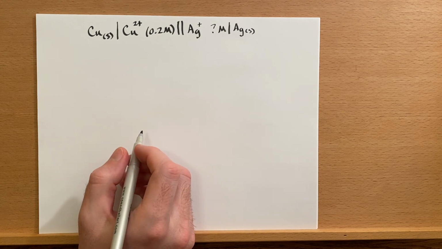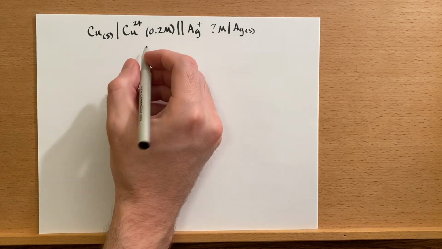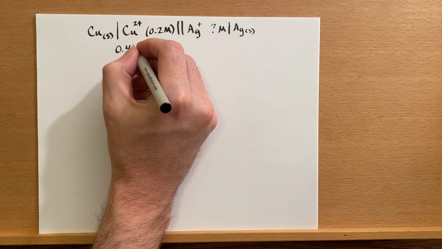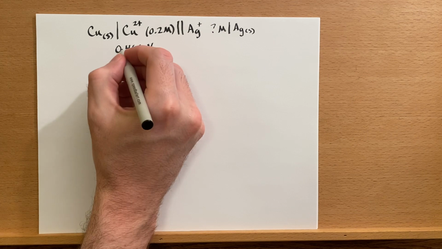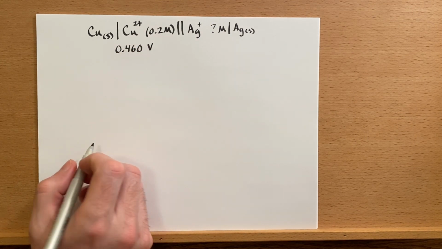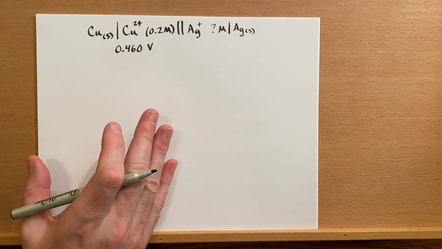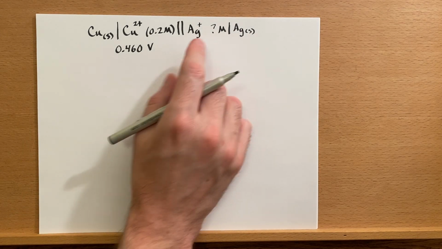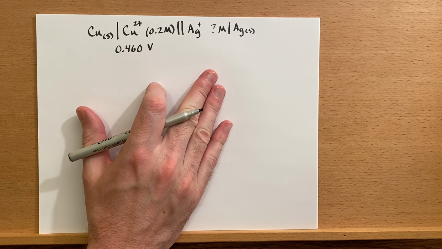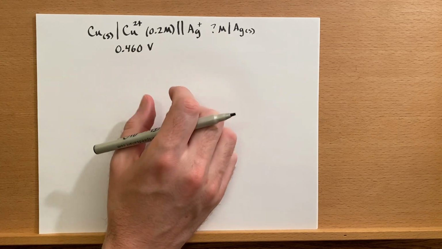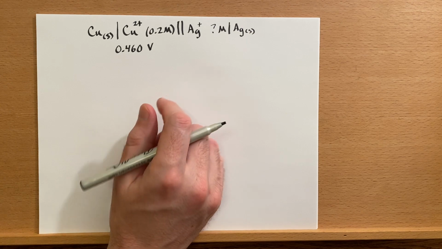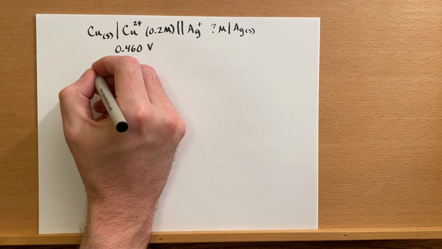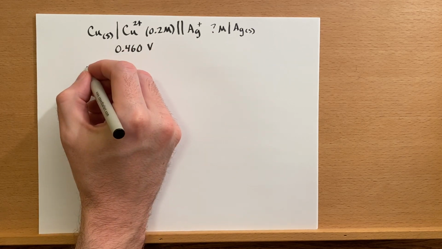And let's say that the cell voltage in this case has been measured at 0.460 volts. All right. Now, what is the concentration of silver in this solution? Using this information, we should be able to find it out. Well, we'll also need the standard reduction potentials. Now, we have cathode minus anode, right, is equal to the cell potential.